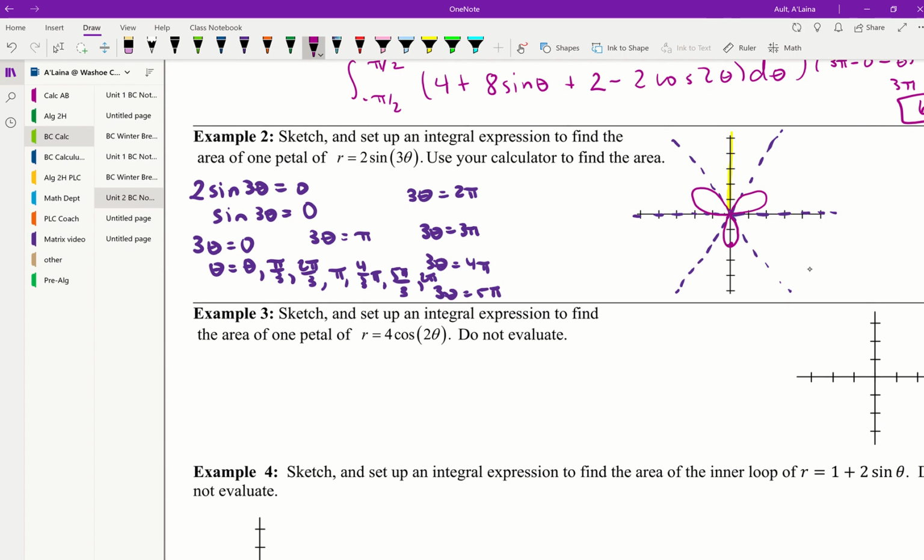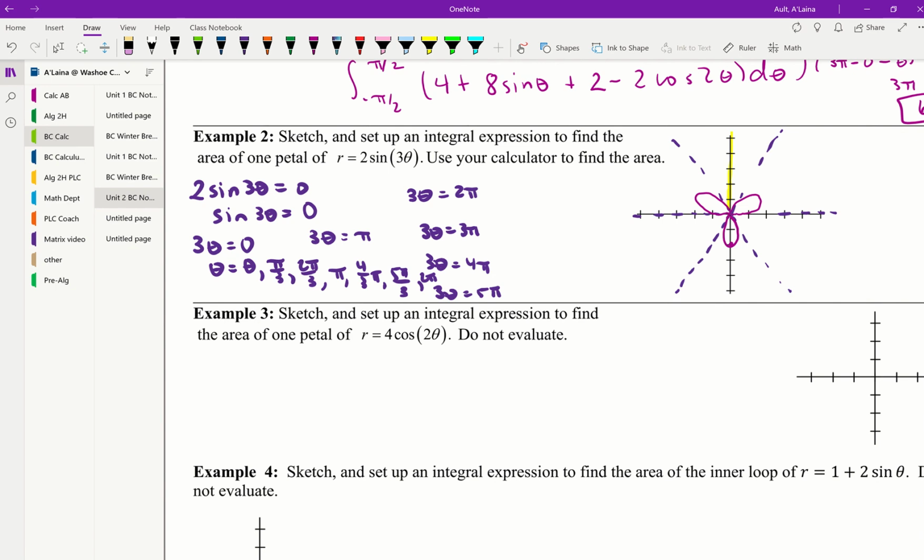Oh, okay, my radius is 2. Let's see if I can get my radius to kind of look like 2. I got some petals I got to fix. Let's see if I can fix that. This circle is not part of the answer. This is just a technique for drawing. Okay, I'll get rid of the circle. All right, there it is.